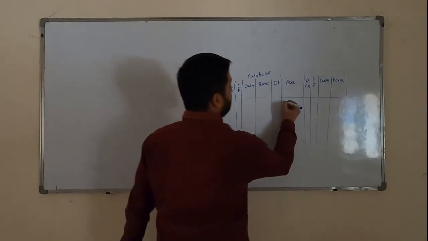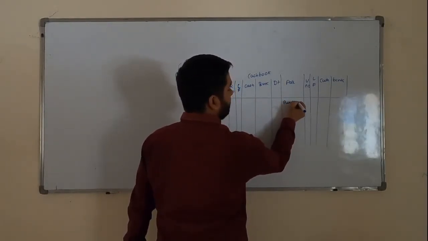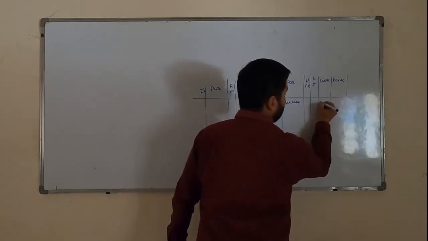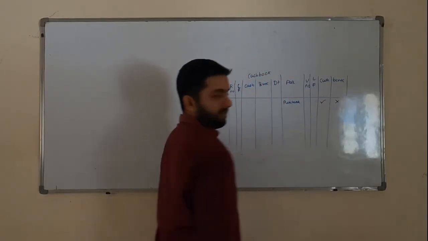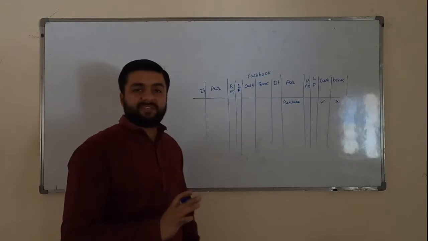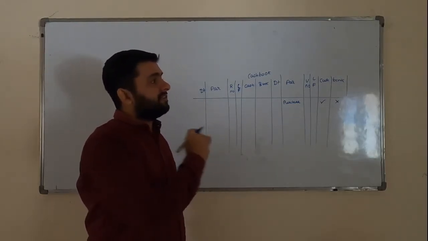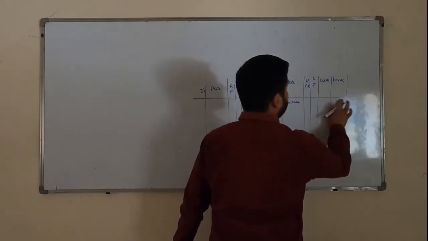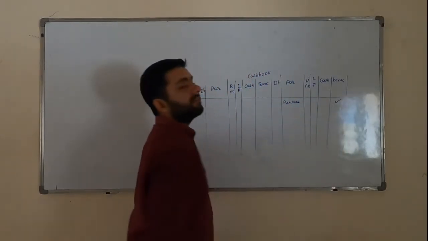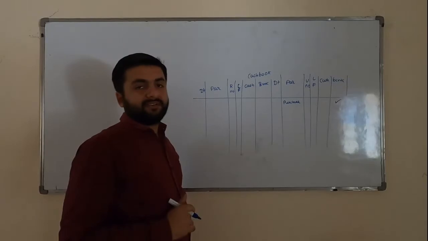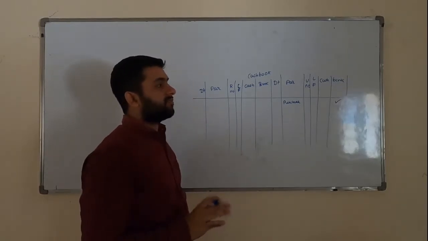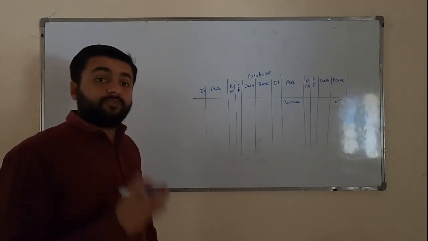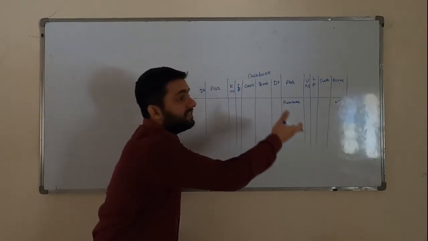Suppose we are buying the goods on cash, so cash goes out and that amount should be written in cash column, not in bank column. Amount of cash purchase is recorded in cash column, not in bank column. But by mistake what we are doing? We are recording the amount here. So what mistake we have done? Instead of writing in cash column, we are writing in bank column. So what we are doing in cash book? We are decreasing our bank balance.